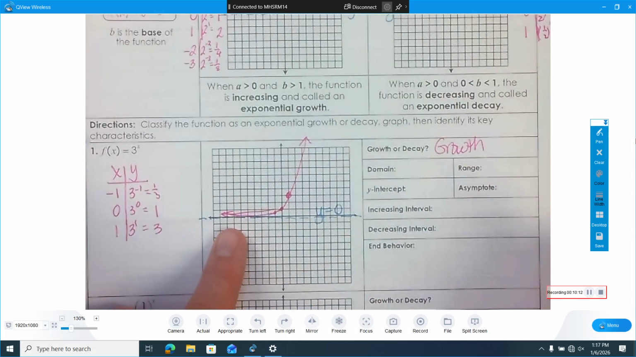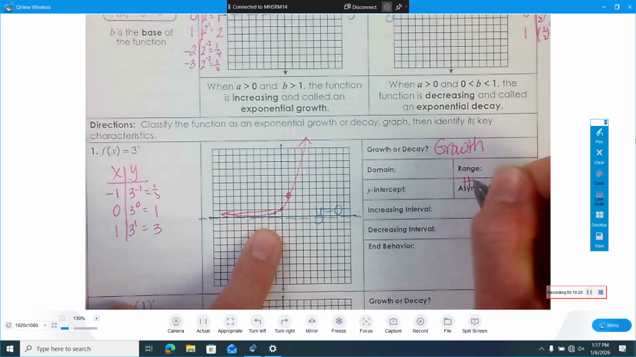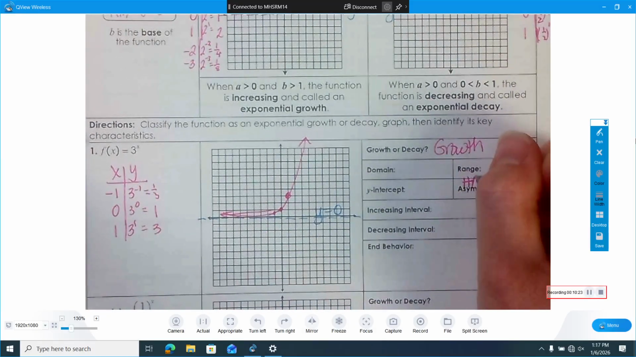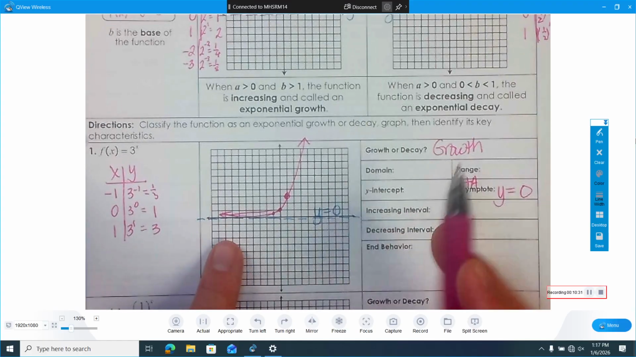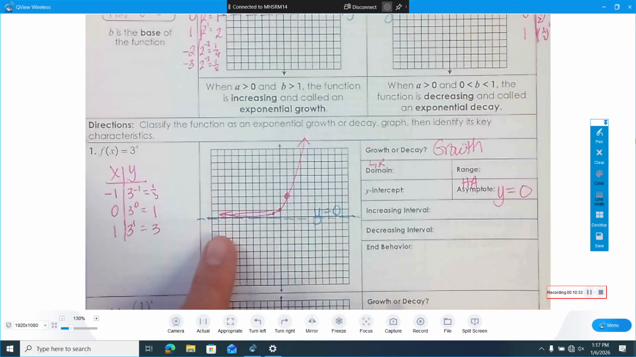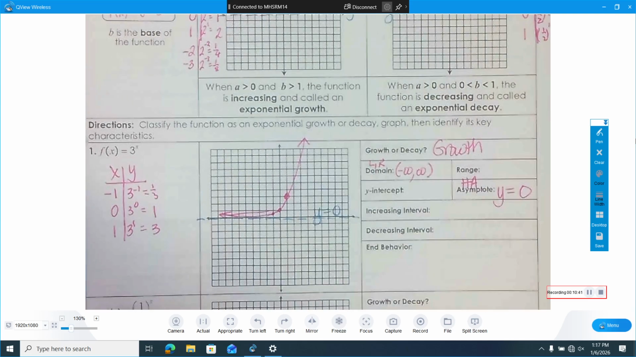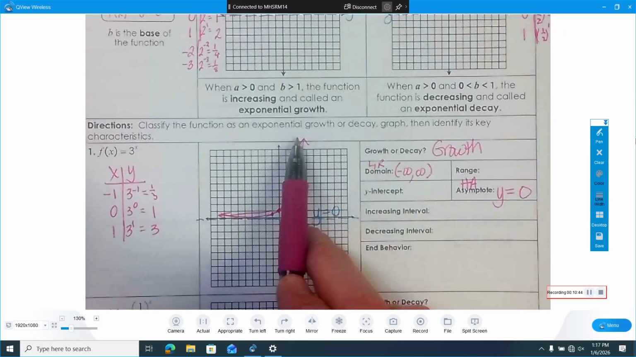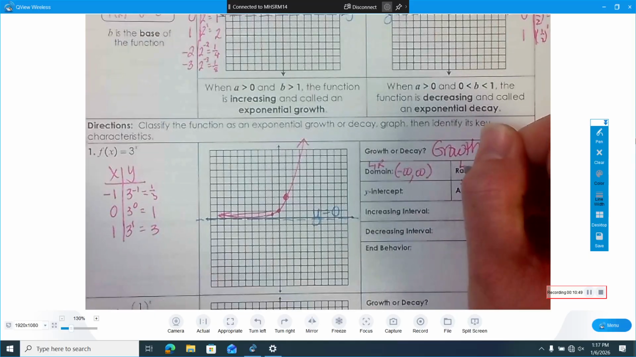I care about the asymptote. Y equals 0 is our horizontal asymptote. HA is how I abbreviate it on my worksheet you're going to get today. And I care about the domain and range. Domain, remember, is how far left and how far right the graph goes. So negative infinity to positive infinity for the domain. It goes forever to the left and forever to the right. What's the range? Yeah, low to high.